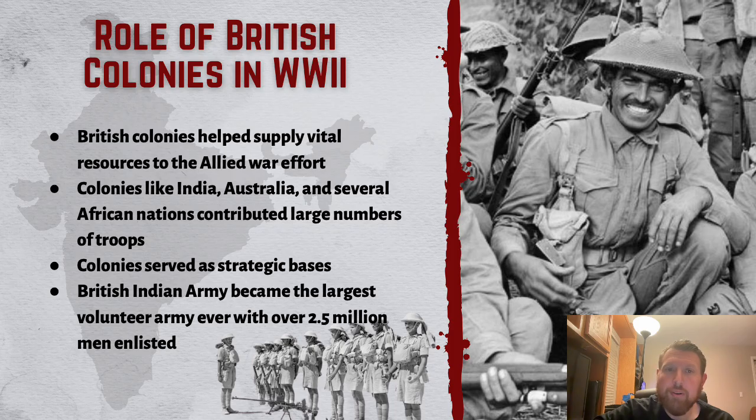The British Indian Army became the largest volunteer army in history, with over 2.5 million men enlisted by war's end. They served in campaigns across Europe, Africa, and Asia. India's industrial and agricultural capacities supplied vital war materials such as food, clothing, and ammunition, supporting not just the troops from India, but the Allied forces at large.